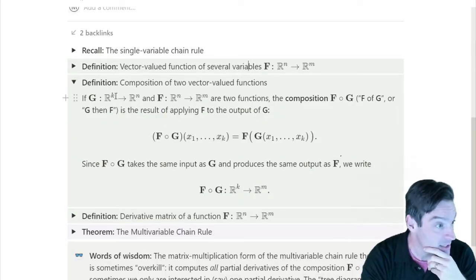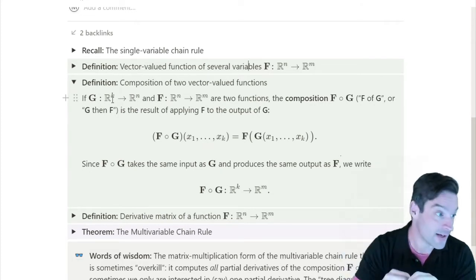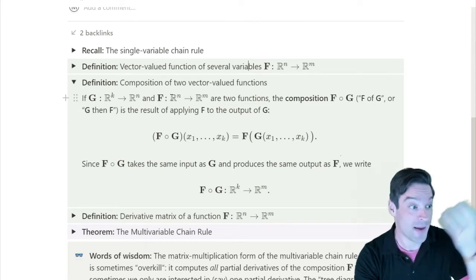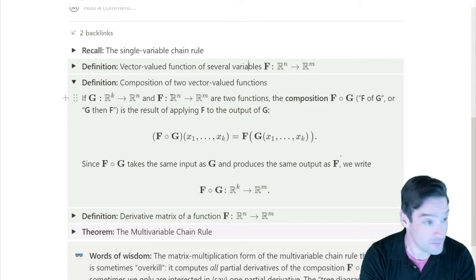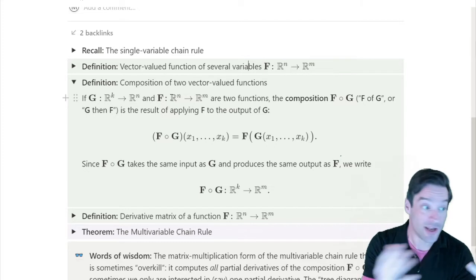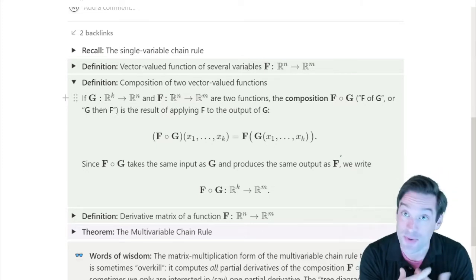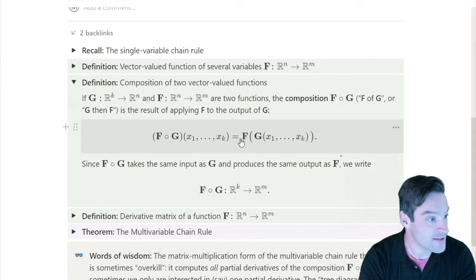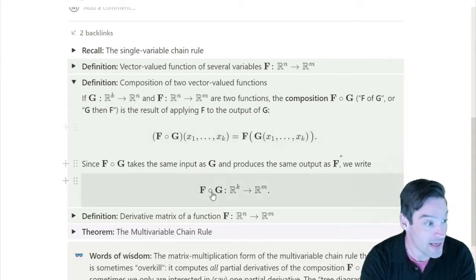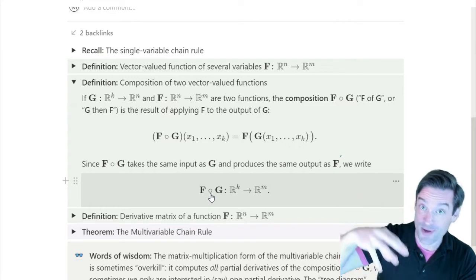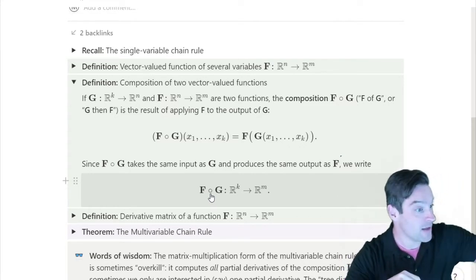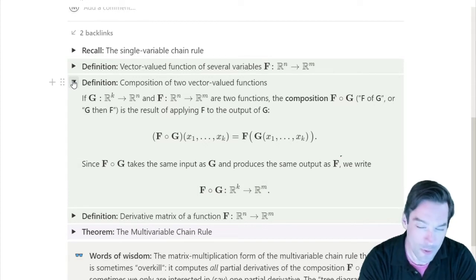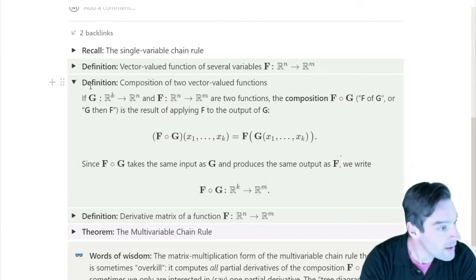So if capital G, let's say, takes k-dimensional vectors and makes n-dimensional vectors out of them, and F takes n-dimensional vectors and makes m-dimensional vectors out of them, right? Then I can string those 2 together. I can chain them together and get the composition F of G. Right? All I have to do is take the output of G and stuff it into the input of F. And what I get is a new function which takes k-dimensional vectors in and spits out m-dimensional vectors. Just like ordinary chain rule or ordinary composition of functions, right?